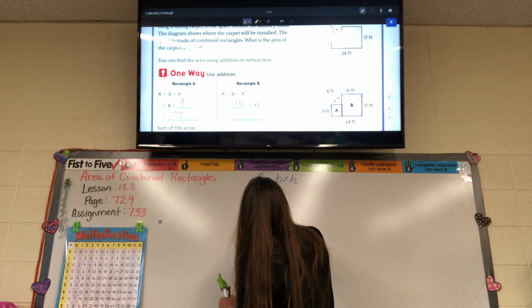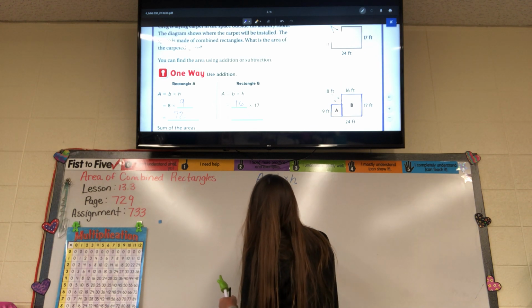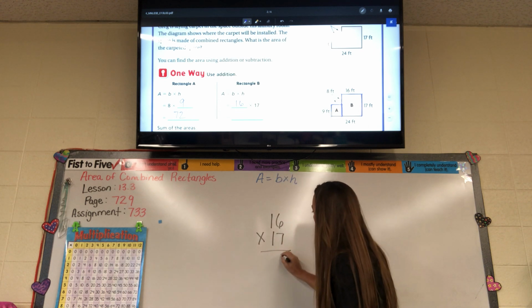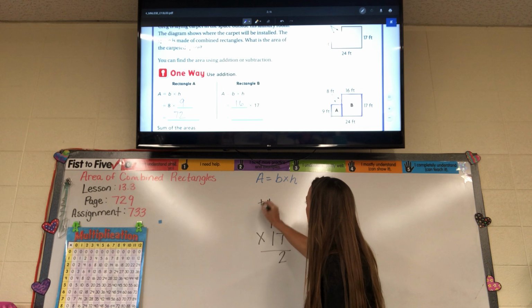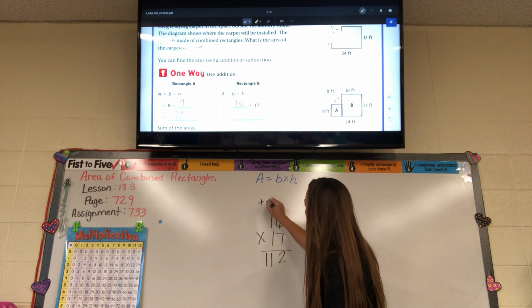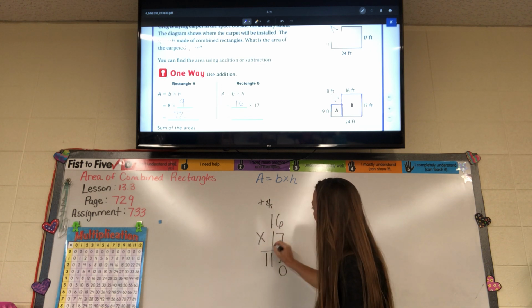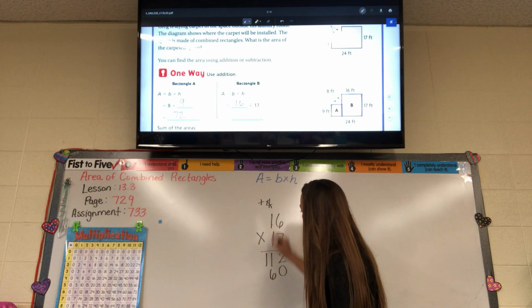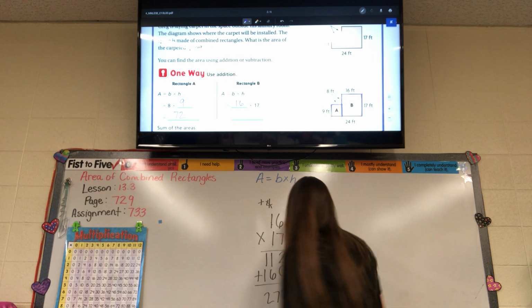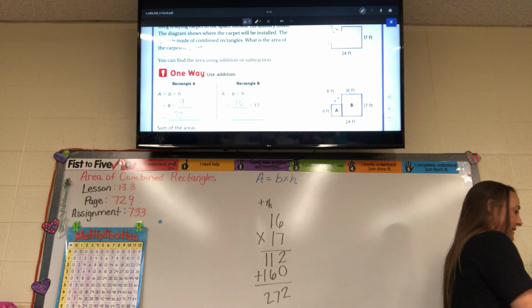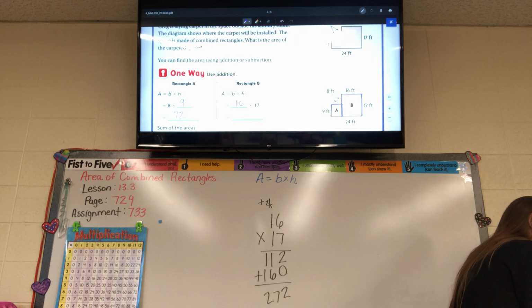Let's do that here. 16 times 17. 7 times 6 is 42. Put down the 2, carry the 4. 7 times 1 is 7, plus 4 more is 11. Cross out the 4, 0 placeholder. 1 times 6 is 6. 1 times 1 is 1. And we add those together and we get 272. So 16 times 17 is 272.